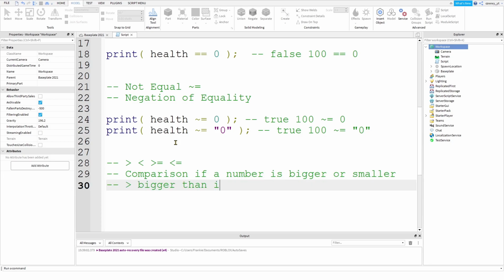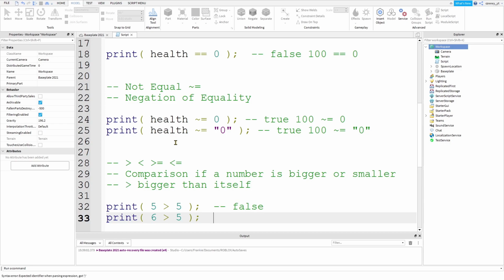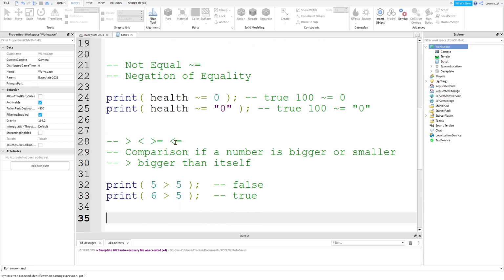For example, I have here print 5 greater than 5. Then you can say this in your mind: is 5 greater than 5? And the answer is nope. 5 is not bigger than 5. 5 is equal to 5, but it's not bigger. But what if I have 6 greater than 5? So yes, in this moment, 6 is bigger than 5.